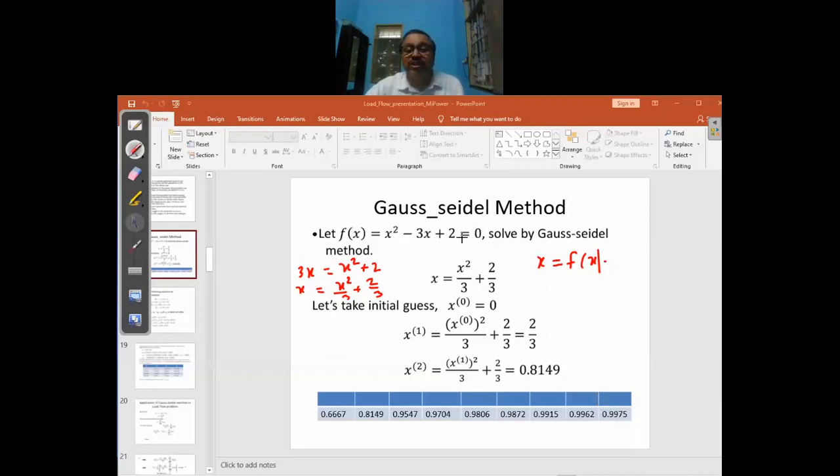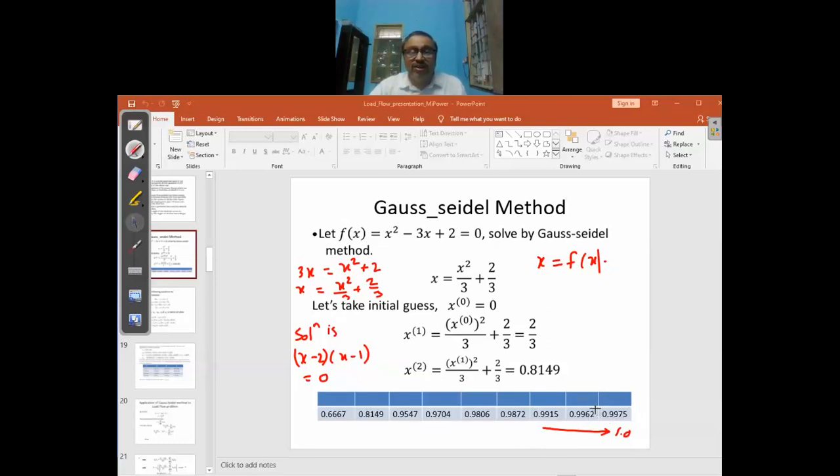So x square minus 3x plus 2 is equal to 0. So the solution is actually x minus 2 into x minus 1 is equal to 0. So either x will be equal to 2 or x will be equal to 1. So depending upon the initial guess where we start, it might be possible that now it seems that we are landing towards 1.0.